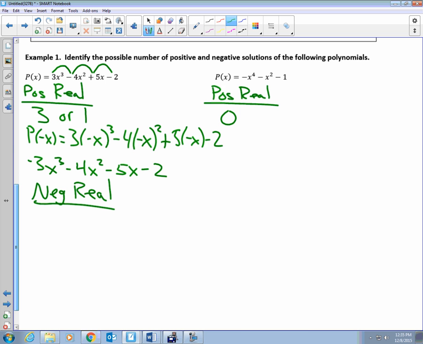Okay. How many sign changes are there here? None. So there are no negative real roots. So it would not be a good idea to try plugging in any negative numbers. Okay. Let's do this one, p of negative x.